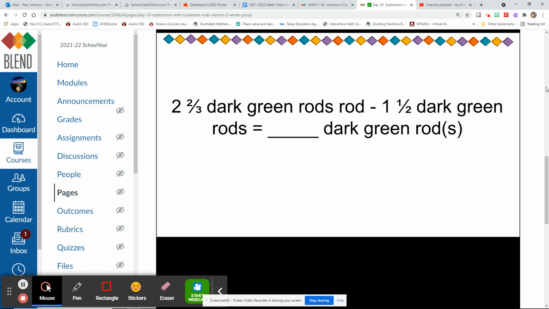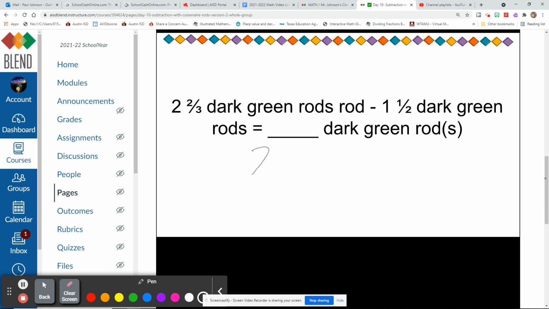2 2/3 dark green rod minus 1 1/2 dark green rods. Whoa, I almost didn't. 2 2/3 dark green rods. My brain fixed that when I read it the first time, so maybe we should just ignore it. Equals this many dark green rods. All right, so, whoa, that's a lot.